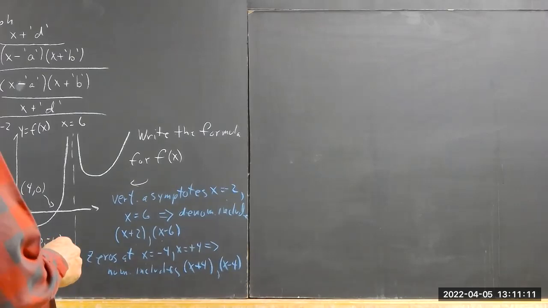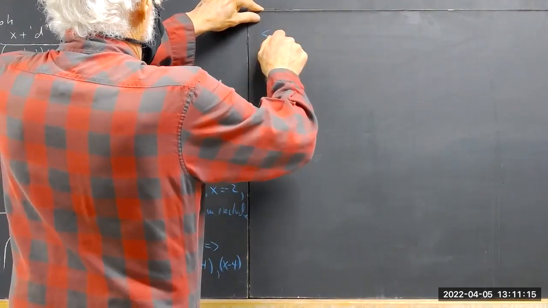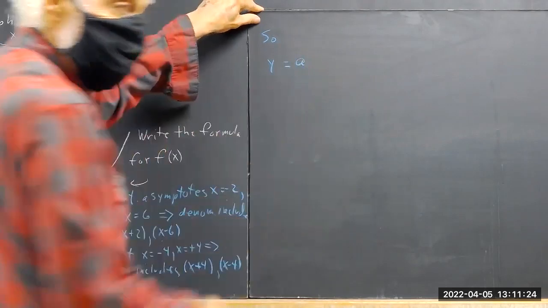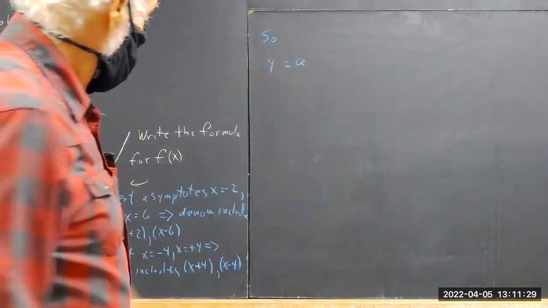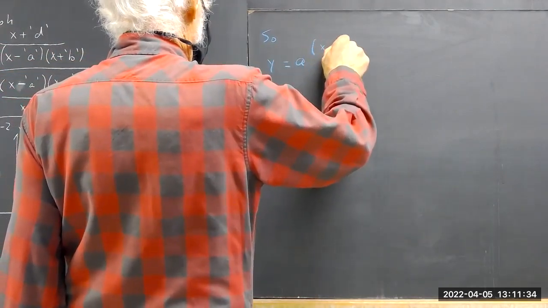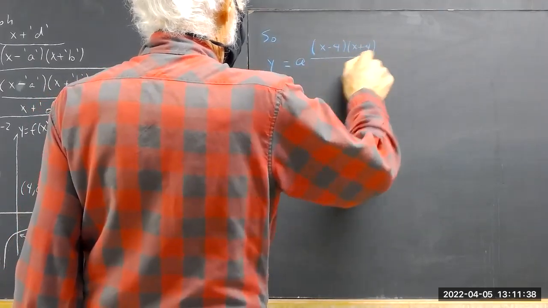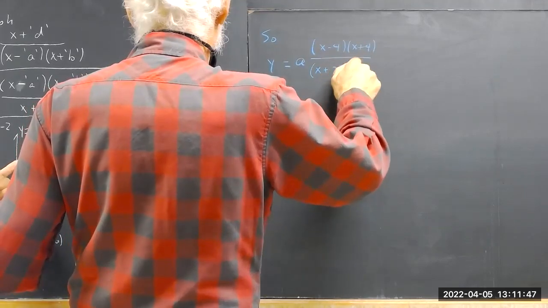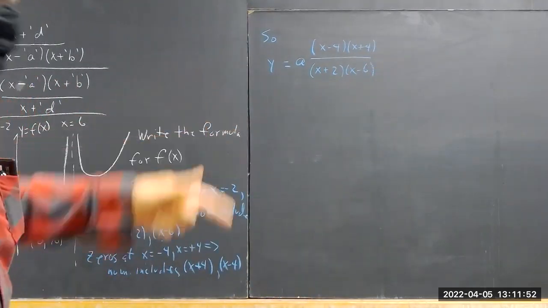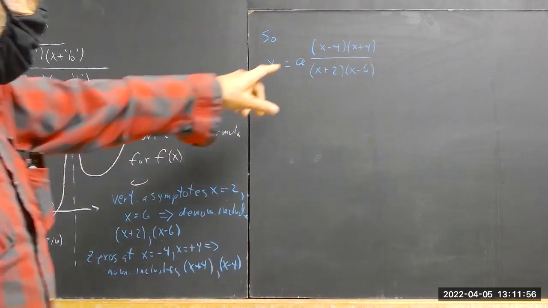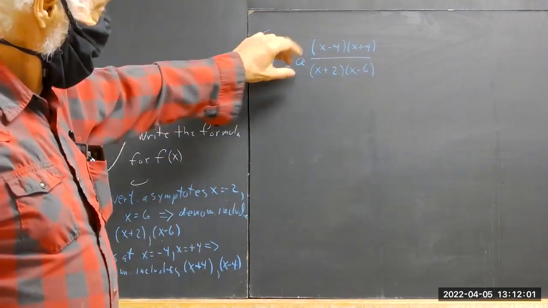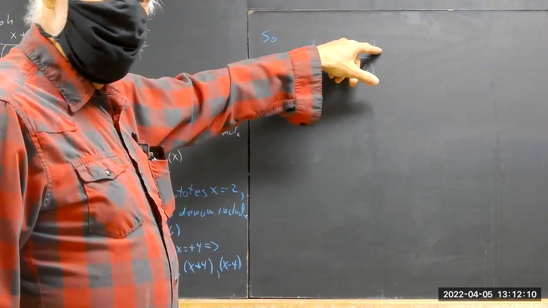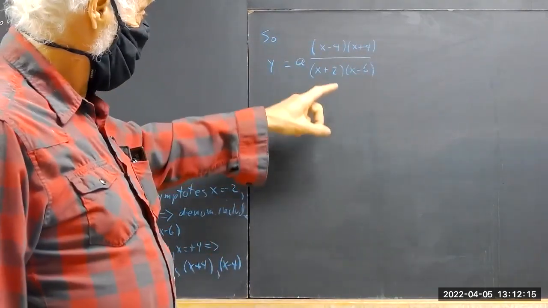Continuing this. So y is going to be some multiple that I'll call A, because I believe that's what your text uses, multiplied by x minus 4 times x plus 4 over x minus 2, right? So plus 2, minus 6. But that can't be all of it. Now we have the A out here because we could have any number out here and it would have these zeros and these asymptotes. Whatever A is, the numerator is still going to have zeros at negative 4 and 4, right? The denominator still has zeros at 2 and negative 6.